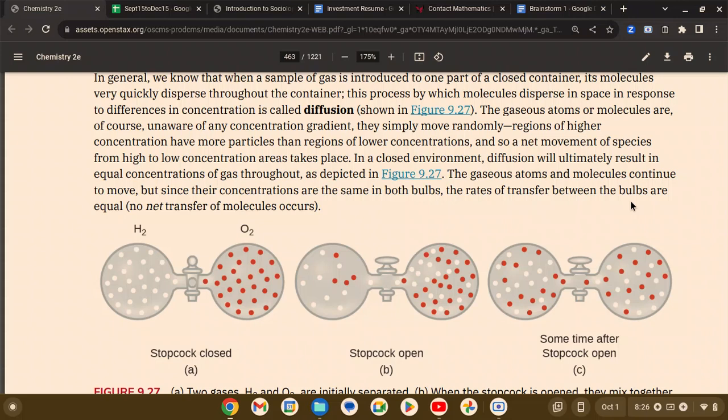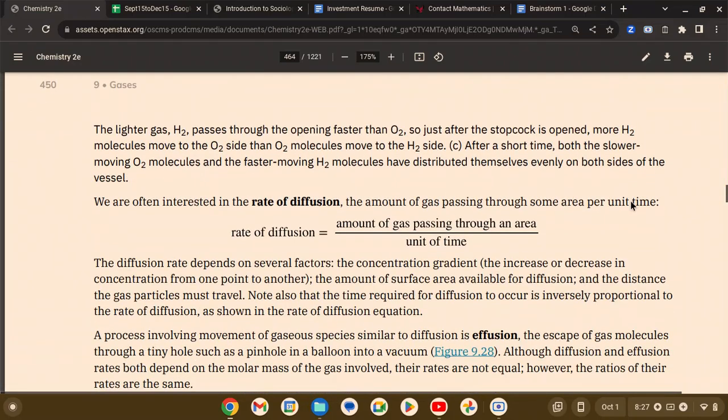The gaseous atoms and molecules continue to move, but since their concentrations are the same in both bulbs, the rates of transfer between the bulbs are equal. Oh, that's equilibrium right there. You could totally make equilibrium make so much more sense by just demonstrating this. You have particle A, particle B, and you open up the energy barrier between the two, and one will flow, and then they'll start flowing into each other. That's so cool. And then once they equalize, they reach a rate where the amounts in both containers just don't change. But we know that the atoms are still moving between the two. So that's so cool. All right.